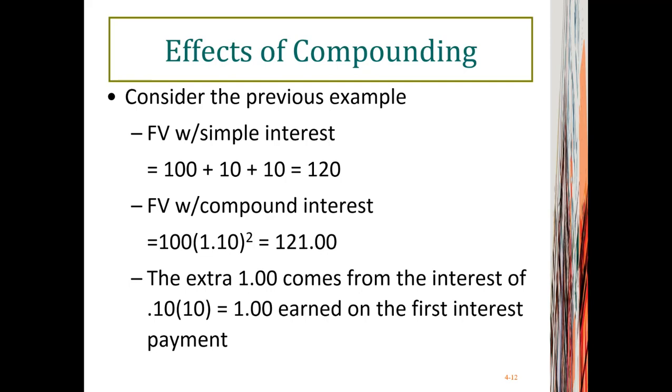Now here you see very clearly that if we apply the simple interest principle, then the future value would be 120. But if we assume that the investor will reinvest the interest that they receive in previous years, then we should use compounding interest. So here, one extra dollar actually comes from the interest on interest.